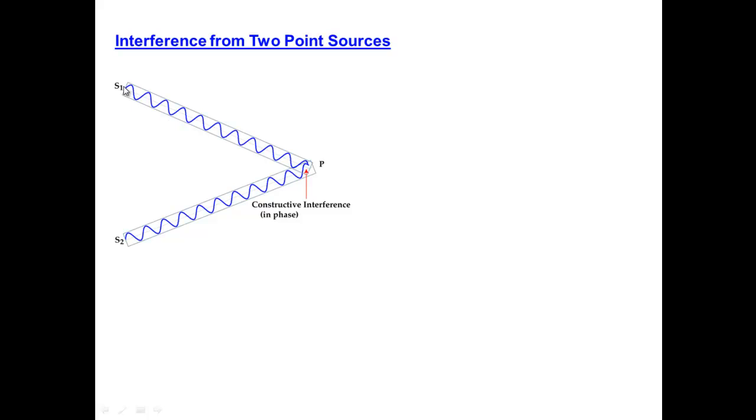And if the path that they have to travel to get to point P is exactly the same, and if the two waves begin with the same phase, you can see right here that where they're at the individual sources, the phase is exactly the same. If they travel the same distance to get to point P, then they will still be in phase together at that point, and we will see constructive interference.